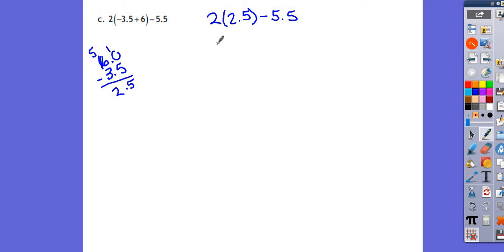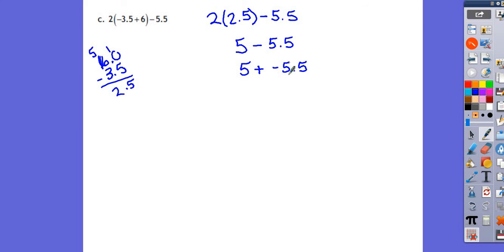Okay, I have no more parentheses, no exponents, any multiplication or division. I see multiplication here. 2 times 2.5. Well, I know 2.5 plus 2.5 is 5, and minus 5.5. I don't like seeing that, so I'm going to rewrite subtraction as addition.